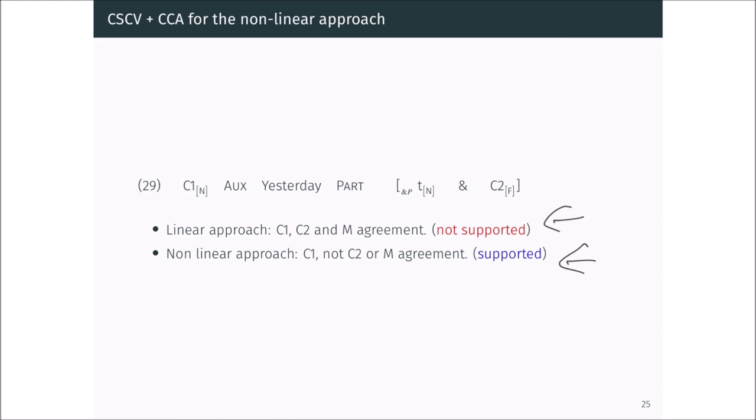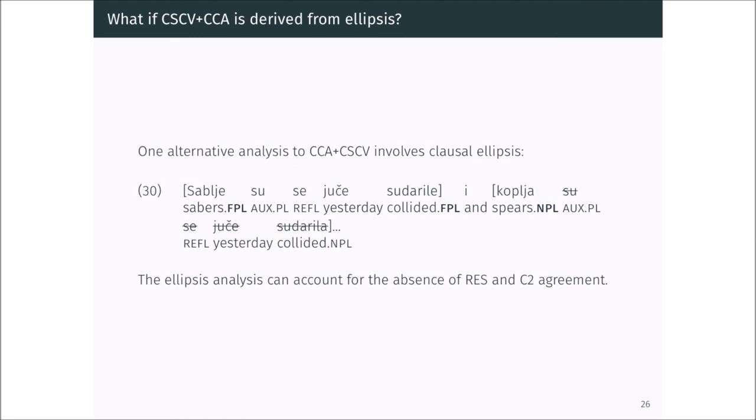Now I want to address some alternative explanations for the pattern and why I don't think they work. First, what if closest conjunct agreement plus CSCV is derived from clausal ellipsis? So here is what the analysis would be. What we're conjoining is not actually two NPs, but two clauses. So we have sabers yesterday collided and spears yesterday collided. But what we do is we delete everything in the second clause except for the subject. Now we have the same string as sabers are yesterday collided and spears, but without actual CSCV.